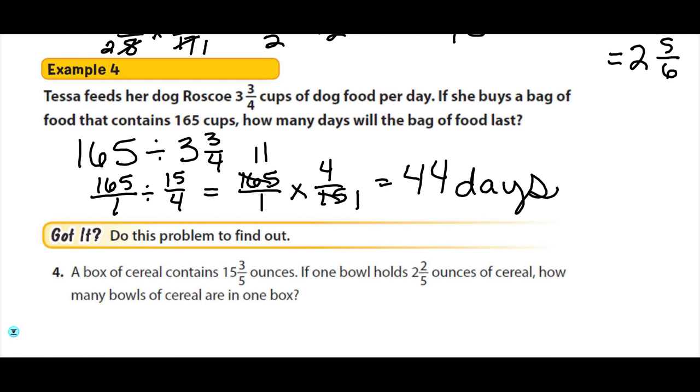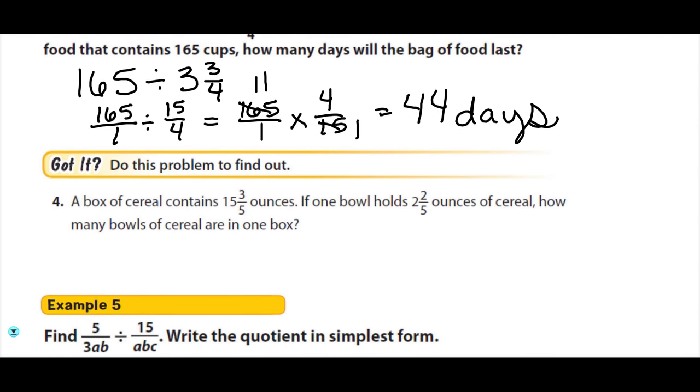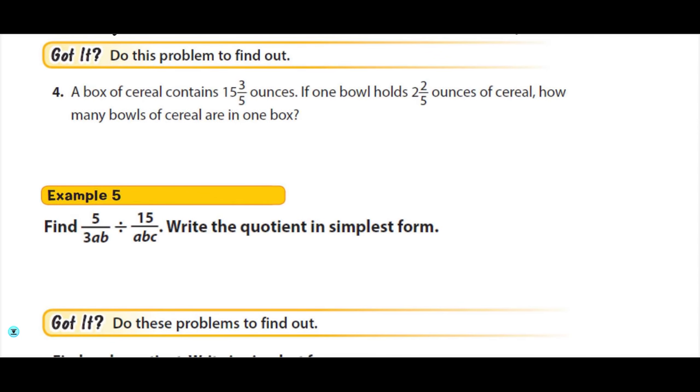All right, let's go ahead and try number 4 down there at the bottom. Go ahead and pause it, and just come back to me as soon as you're ready. And let's take a look.